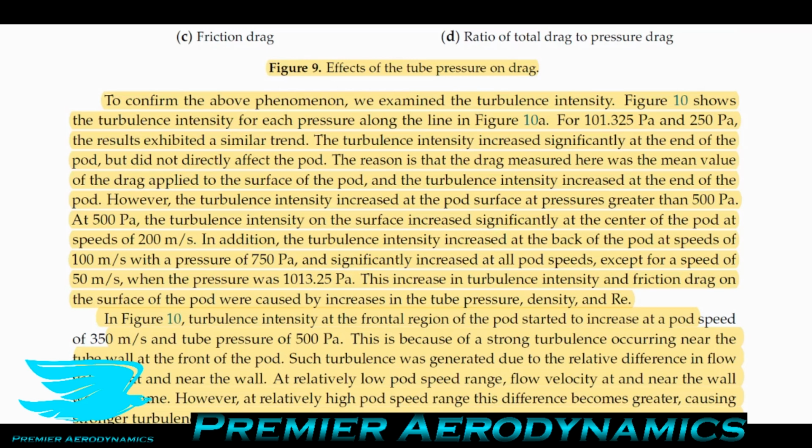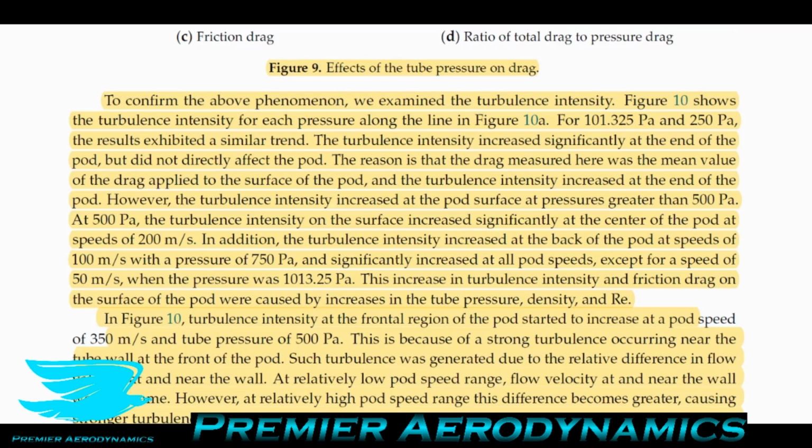At 500 pascals, the turbulence intensity on the surface increased significantly at the center of the pod at speeds of 200 meters per second. In addition, the turbulence intensity increased at the back of the pod at speeds of 100 meters per second at a pressure of 750 pascals, and significantly increased at all pod speeds except for a speed of 50 meters per second when the pressure was 1000 pascals. This increase in turbulence intensity and friction drag on the surface of the pod were caused by increases in the tube pressure, density, and Reynolds number.